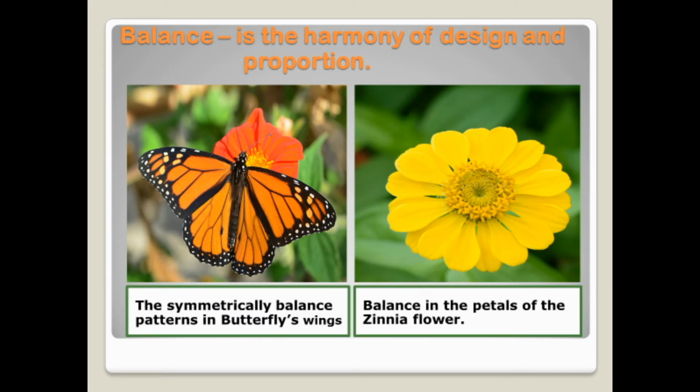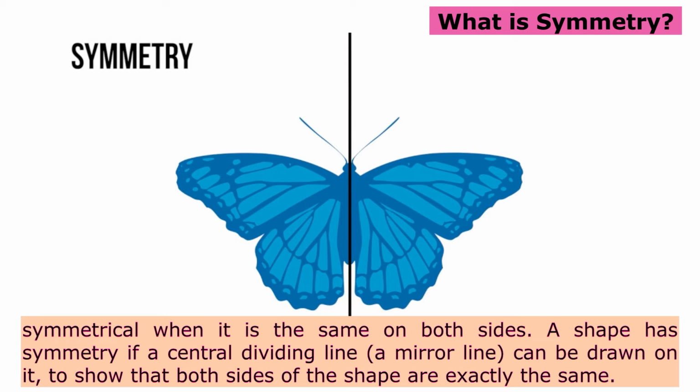Balance is the harmony of design and proportion. We see it in the symmetry of everything around us. If you observe carefully, you will see that everything has symmetry. But what is symmetry? Symmetry or symmetrical, when it is the same on both sides, a shape has symmetry if a central dividing line or a mirror line can be drawn on it to show that both sides of the shape are exactly the same.